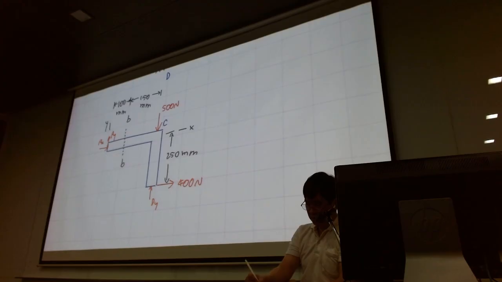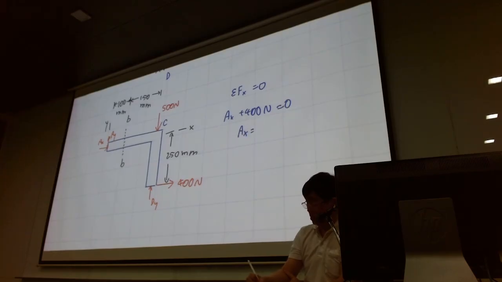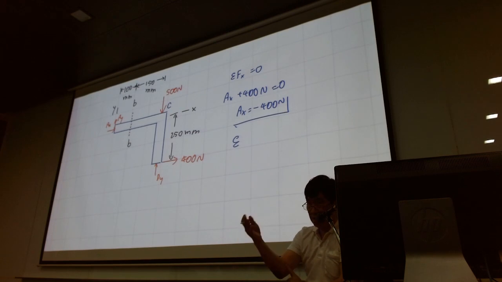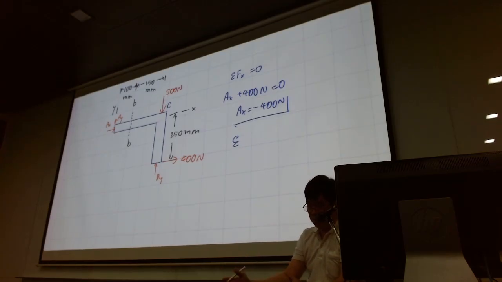Let's see if I can find anything from the force of the x. So ax plus 400 Newton equal to 0. So ax equal to minus 400. That's the first. I need to only find my ay. So just in this case, along the way, since the problem itself will become longer and longer, there are steps that you need to do and steps that you do not need to do.